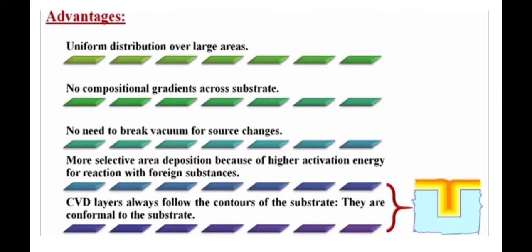Now let us move to the last part. What are the advantages? First is the uniform distribution over large areas, no compositional gradients across the substrate, no need to break vacuum for source changes, more selective area deposition because of high activation energy for reaction with a foreign substrate. CVD layers always follow the contour of the substrate and they are conformal to the substrate itself. So these are all the advantages of the CVD process.